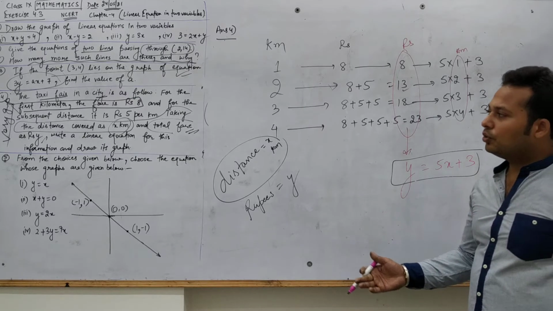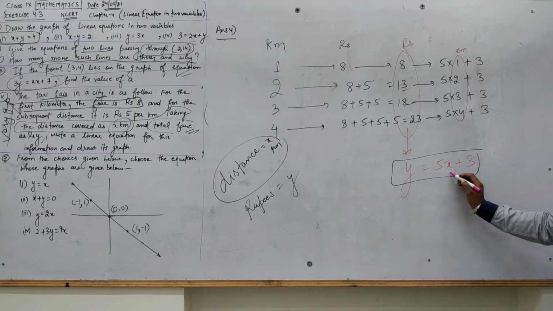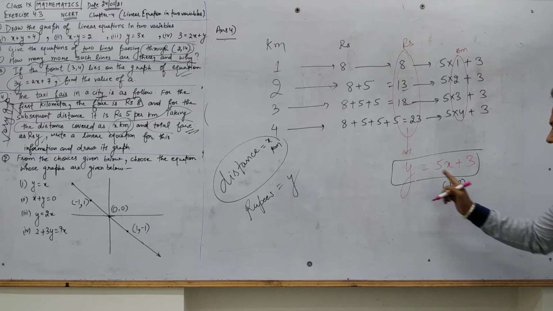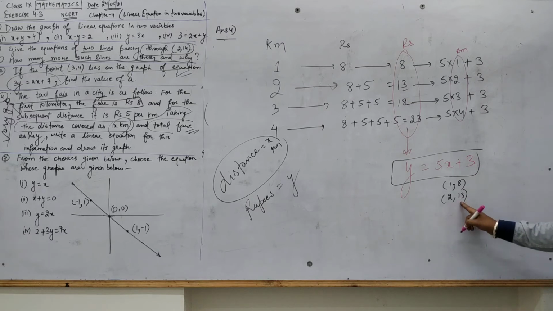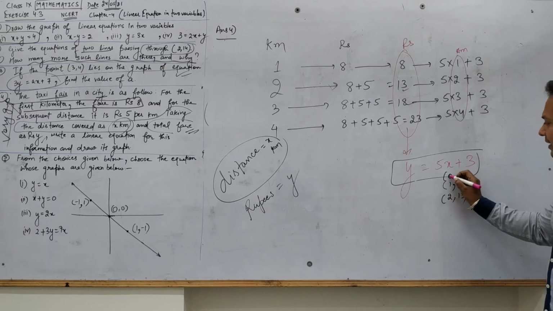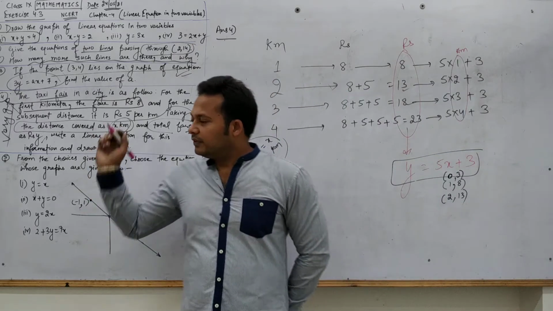Now what are we to do? We are to locate this on the graph. Whenever you put x equals 1, 1 into 5, 5, 5 plus 3 is 8. The value of y will be 8. Whenever you put x equals 2, 5 2s are 10, 10 plus 3 is 13. The value of y will be 13. Whenever you put x equals 0, 5 multiply 0, the value of y will be 3. Now plot these 3 points on the graph, you will get the graph of this taxi fare.